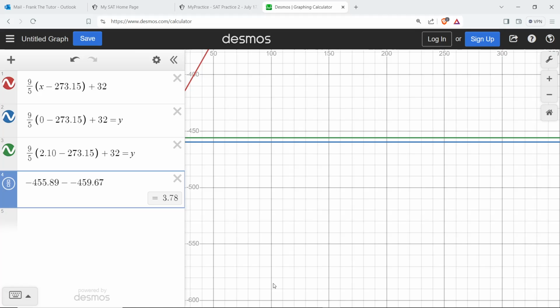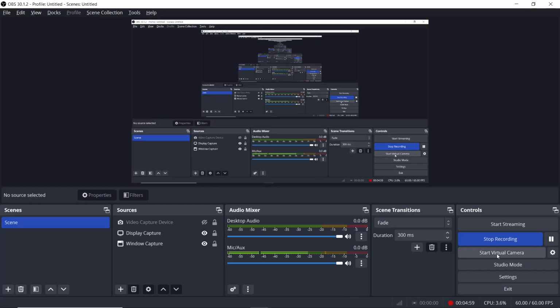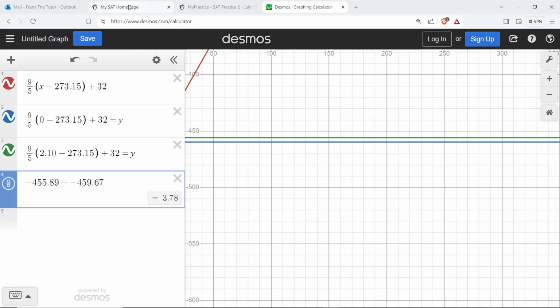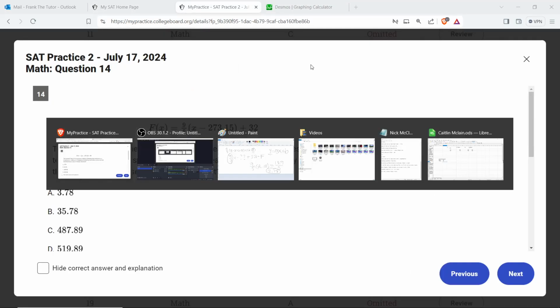Desmos, or recognize that the slope is the change per degree, in this case of Kelvin. And so just multiply the slope by whatever the change in Kelvins is, and that will result in the change in Fahrenheit based on that change in Kelvin. So two different ways. Maybe you can think of more ways to answer it. The answer is, let me double check here, A is 3.78. There it is.